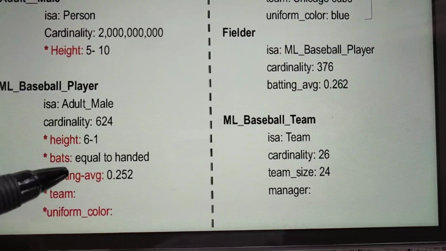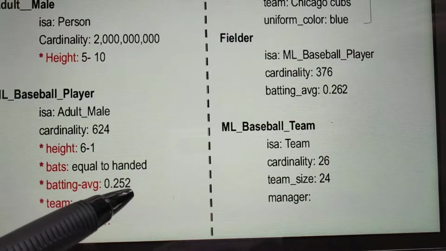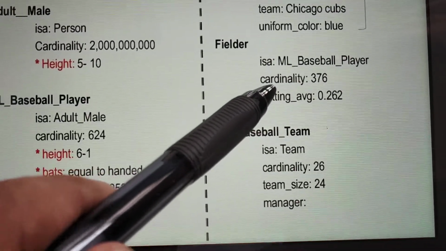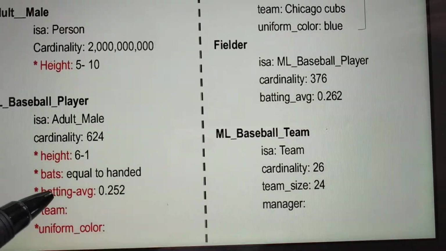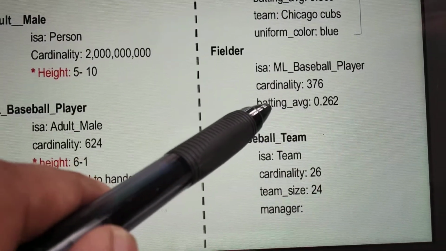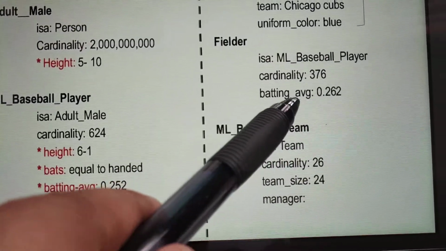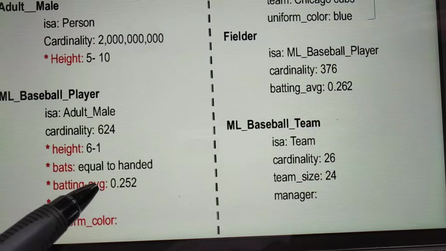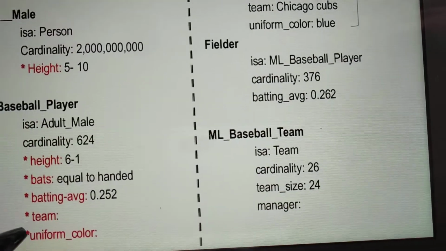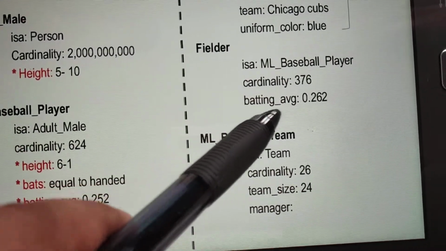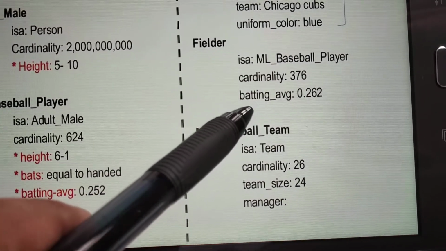Also, for the first three attributes, we have specified the default values: 6, 1, equal to handed, batting average. So when the fielder class inherits these, it will inherit these attributes along with the default values. Now, if fielder wants to modify one of these values, then only we have to write it here. For example, batting average. The default value of batting average is 0.252. But the fielder class, after inheriting batting average, changes the default value to a specific value, 0.262, and that's why I have written it again.